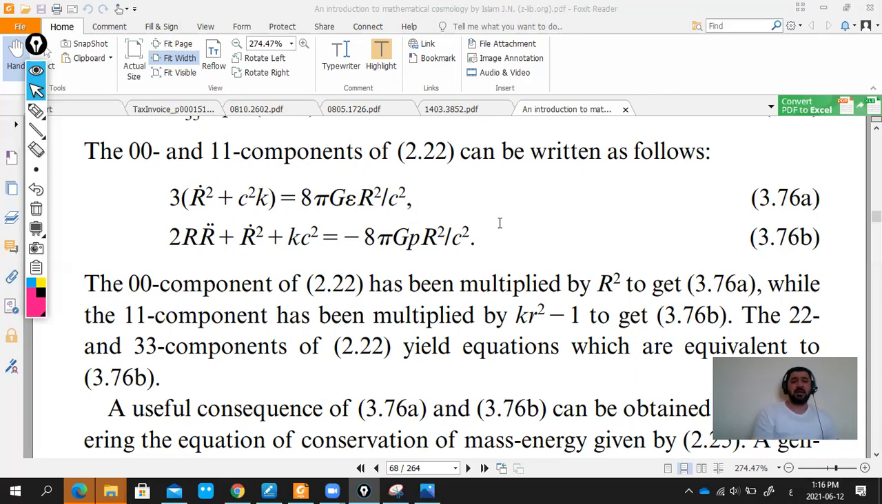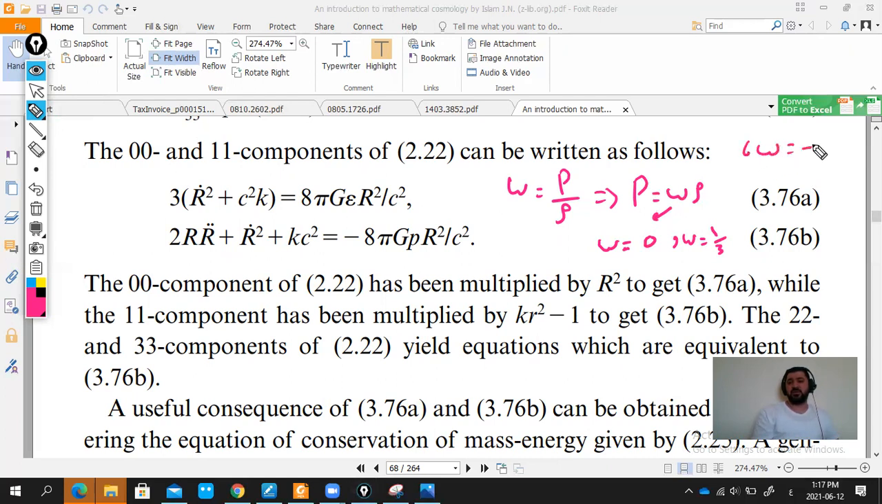The equation of state is usually given like omega equals p over rho, or as p equals omega times rho. For ordinary matter or non-relativistic matter, omega equals 0 because the matter is pressureless. For radiation or relativistic matter, omega equals 1 over 3, so the pressure will equal 1 over 3 times the density. For example, for the cosmological constant, omega equals -1, etc.